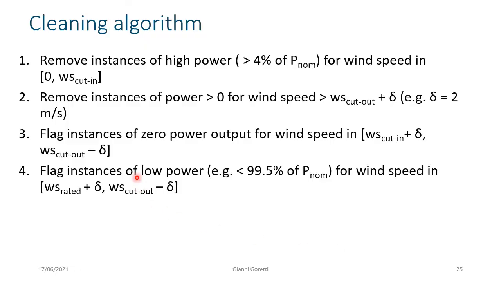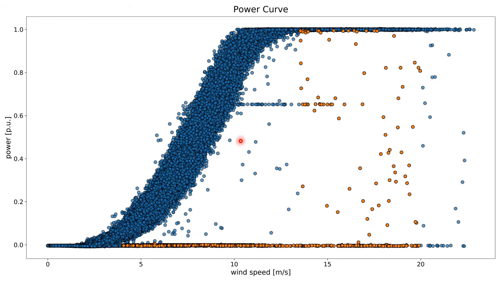And then other instances of low power for wind speeds between the rated and the cut-out wind speed are flagged as anomalous as well. So in this case, between the rated wind speed and the cut-out wind speed, all the power output values that are below the rated output get flagged as well.